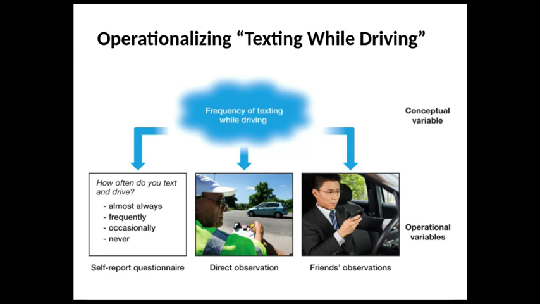So 3 different operational variables that are very specific and different from one another. Self-report asks you to report on yourself. Direct observation is having somebody actually observe the number of cars, or your friend in a carpool for that week observing the number of times that a person texts to the best of their ability. So from one conceptual variable, we can operationalize it in 3 different ways. There may be more ways to operationalize it, but I'm not going to go over that. If you can think of more, great.